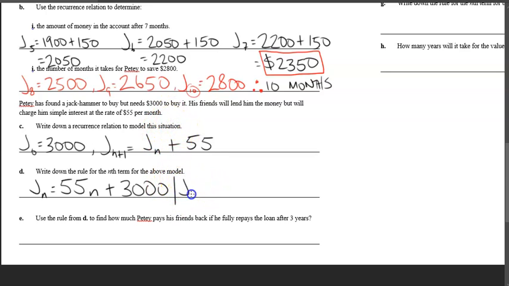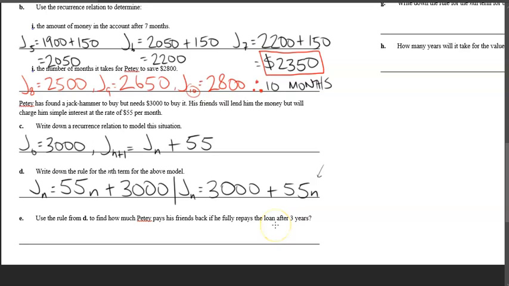Alternatively, you can write this as J of n is equal to the initial amount plus 55n, if this makes more sense in regards to the context. All this is saying is give me an n amount, so whatever month it is that PD gives money back to his friends. Say for instance it takes him 11 months. I'll substitute this into here, and then after 11 months I can tell you how much PD owes his friends, including that $3,000.